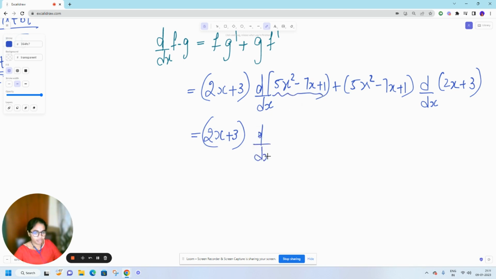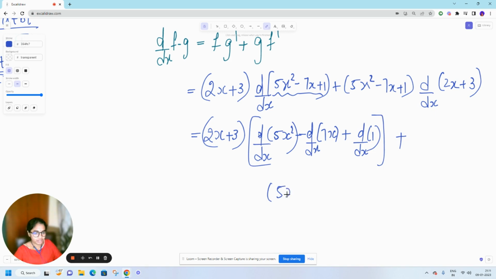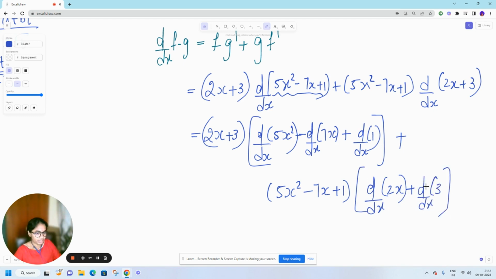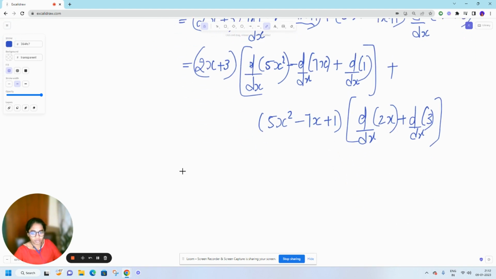What is the derivative of 5x square minus 7x plus 1? I can give derivative to each term. That would be 5 d by dx of x square minus d by dx of 7x plus d by dx of 1. Okay, plus 5x square minus 7x plus 1, and for differentiation of 2x plus 3, I can give the same logic. I can give each term d by dx because we have plus in the middle. Okay, so now what should I write here?